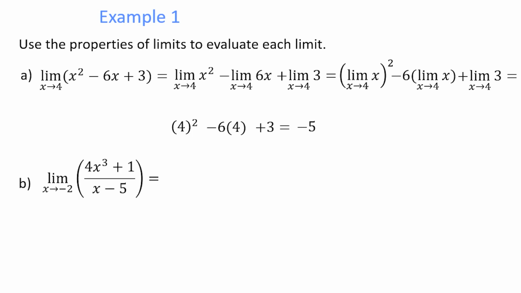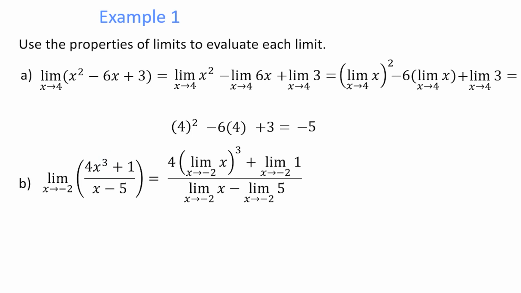In the second question, we have a limit of a quotient. This means we can use the quotient property first, then in the numerator we will use the sum property, in the denominator we will use the difference property. Then we will simply use the scalar multiple property, then the power property. So here we go, this is what we will get.